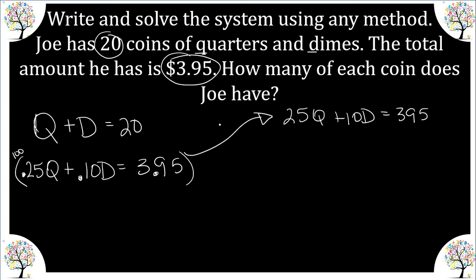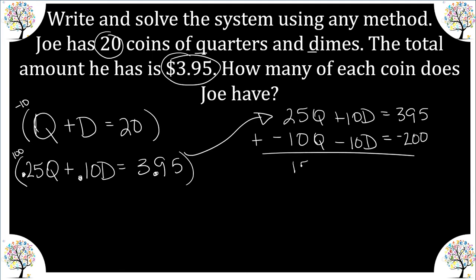So now we have Q plus D equals 20 and our new equation here. I am going to make my D here be negative 10, so I'm going to multiply through by negative 10. This gives me negative 10Q minus 10D. So we're using elimination, and this equals negative 200. Now we're going to combine. We get 15Q. Our D's eliminate. We're going to divide each side by 15 to see how many quarters Joe has.